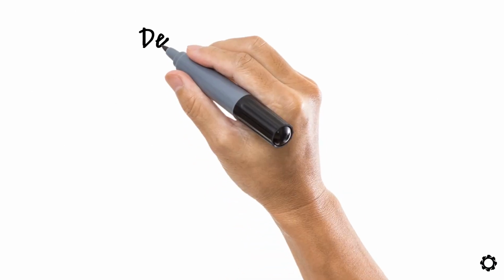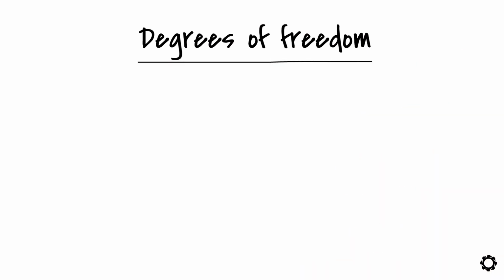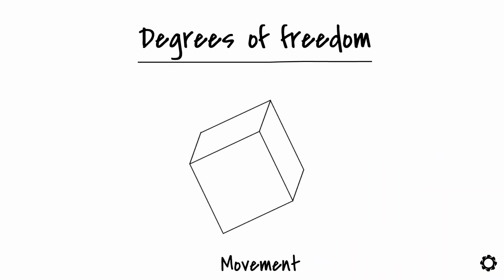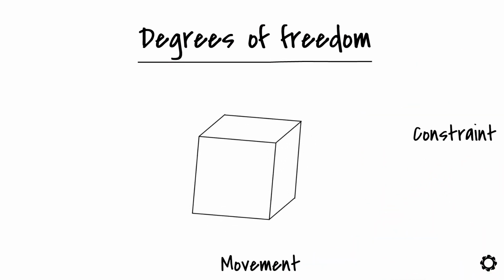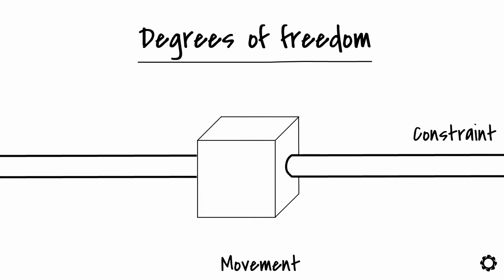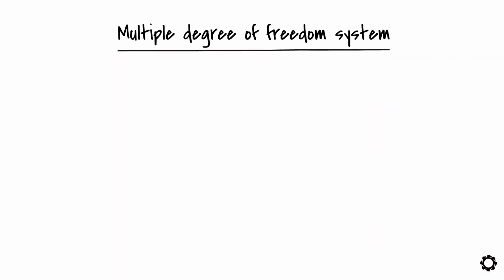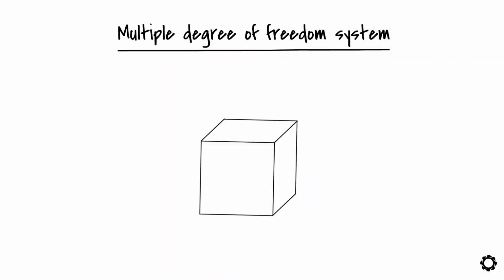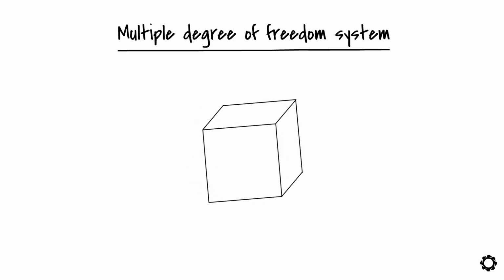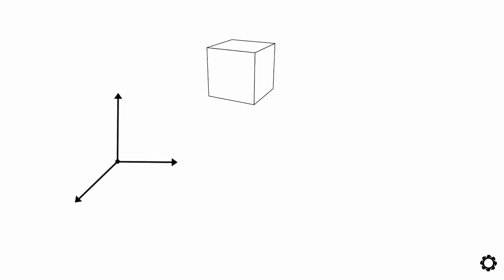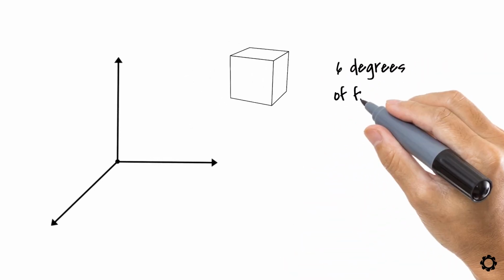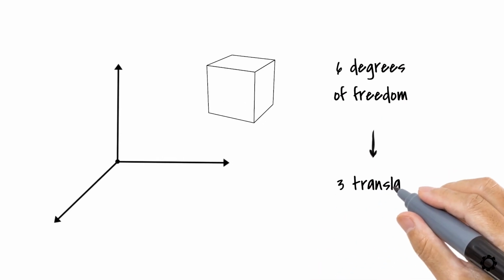When we talk about degrees of freedom, we simply talk about the possibility of movements, and when we talk about constraints, we refer to any device or artifact used to cancel any of these degrees of freedom. This implies that a multiple degree of freedom system is a system that can move in more than one way. For example, a block of mass floating in space could translate in three directions and it could also rotate about the three Cartesian axes. So the block has 6 degrees of freedom, 3 translations and 3 rotations.